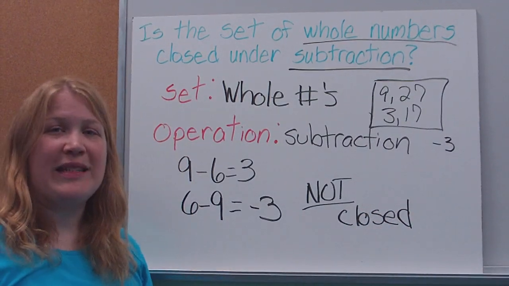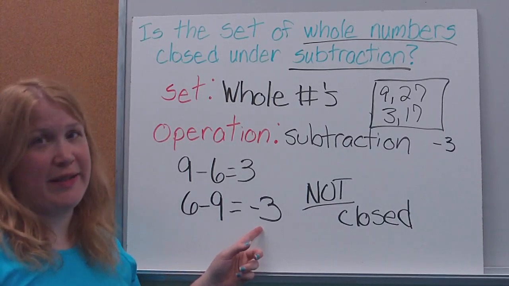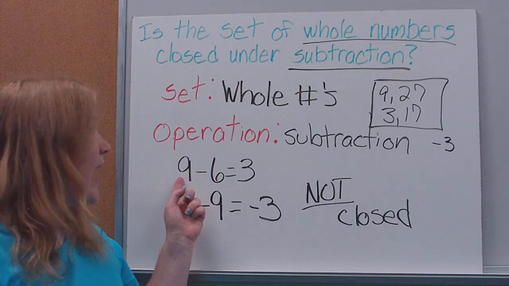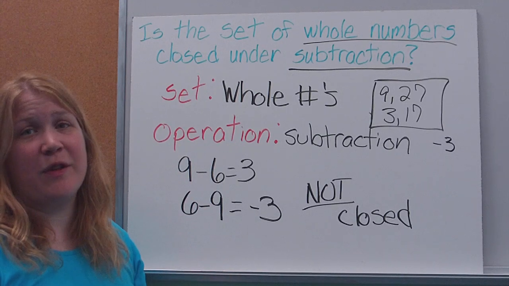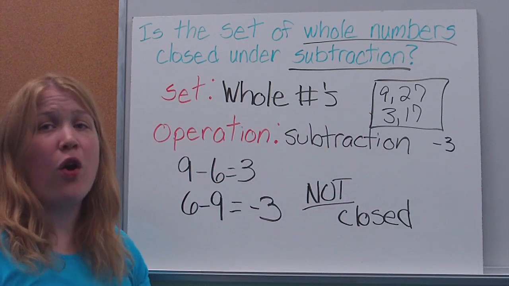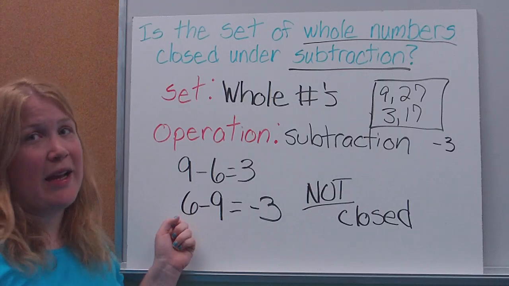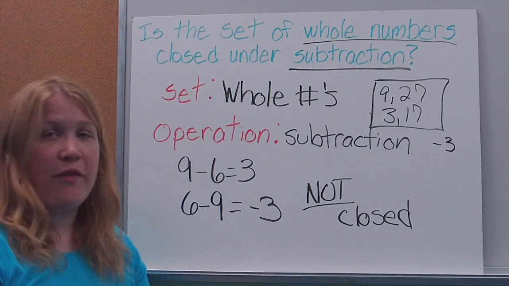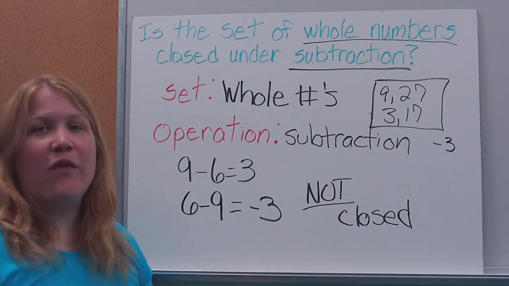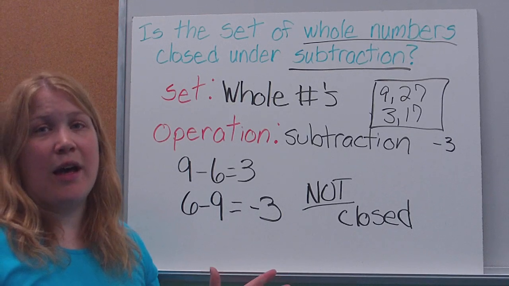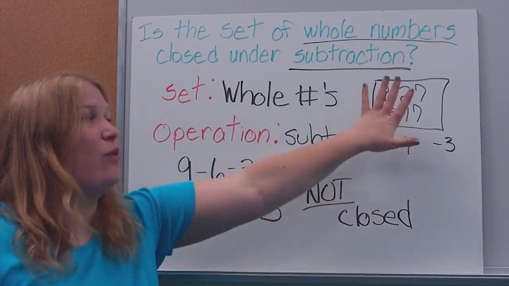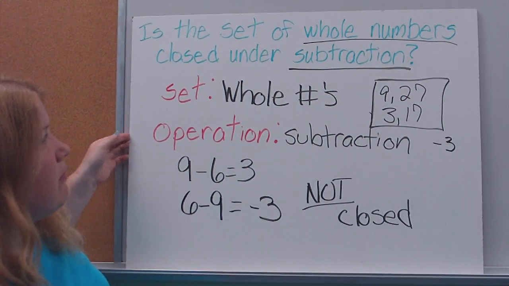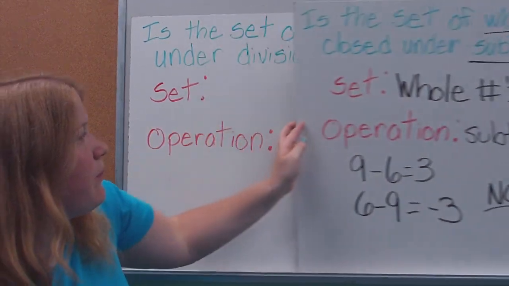So that's what we want to do. We want to see if we can come up with a counterexample. Don't just try one and say, oh, you know what, it worked, it's probably closed. Because I could subtract a number of different whole numbers and wind up with answers that are whole numbers. However, there's a way that I can subtract two whole numbers that I wind up with something outside of what I'm looking for. So that's what we're looking for with our closure property. Is there a way that I can get a number outside of this little closed pen? That means it's not closed.